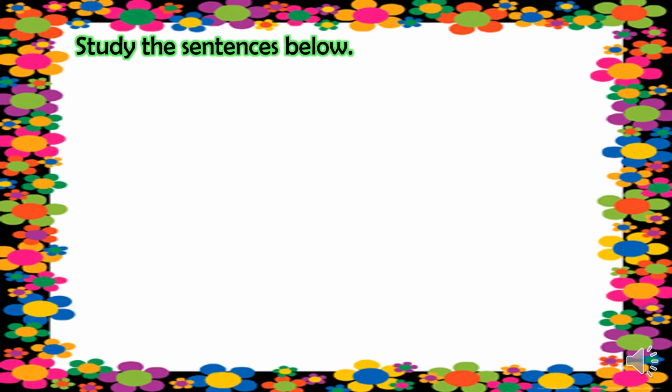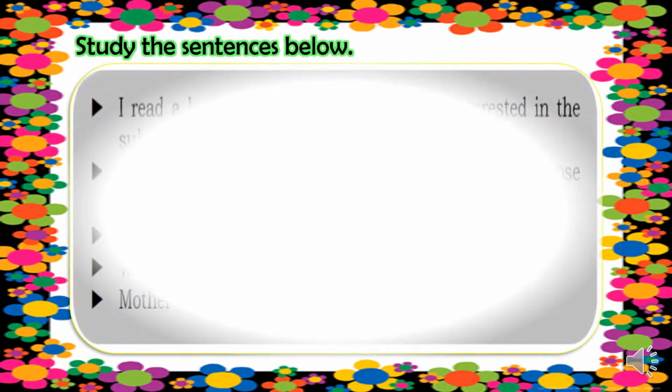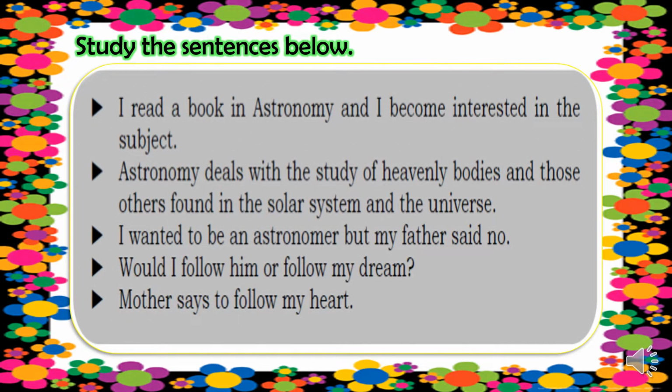Let us study the sentences below. First, I read a book in astronomy and I became interested in the subject. Astronomy deals with the study of heavenly bodies and those others found in the solar system and the universe. I wanted to be an astronomer, but my father said no. Would I follow him or follow my dream? Mother says to follow my heart.